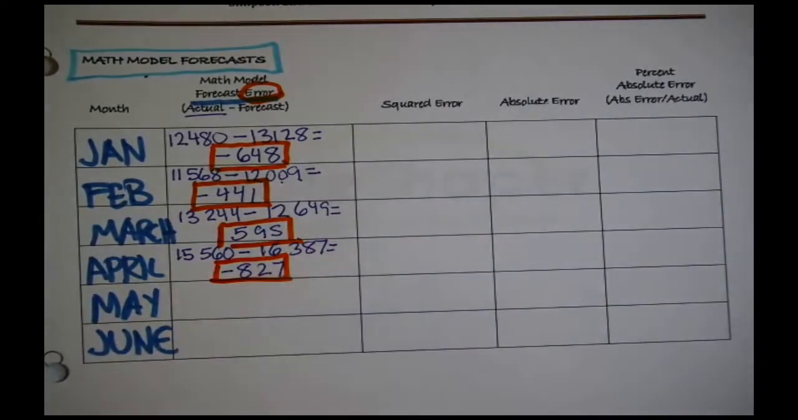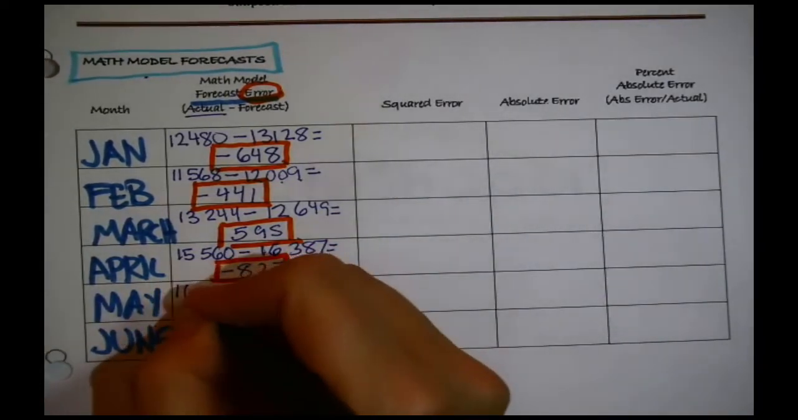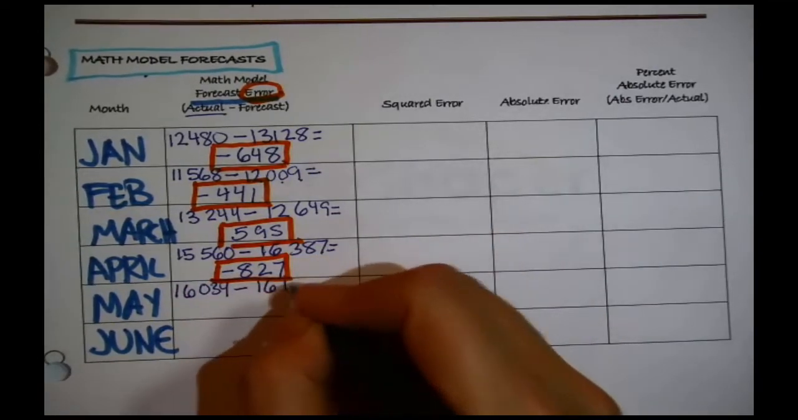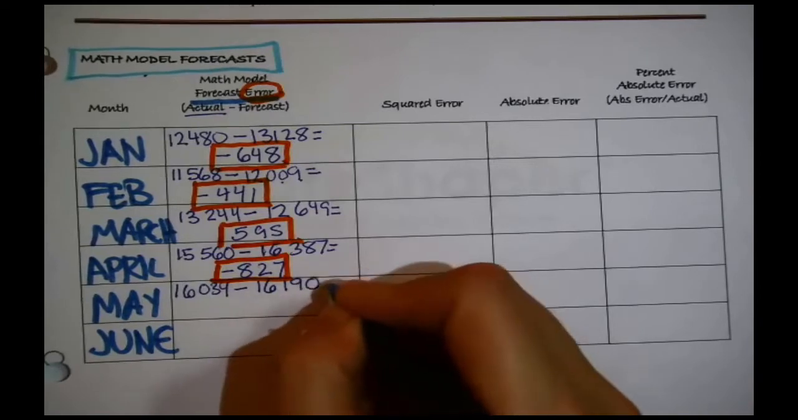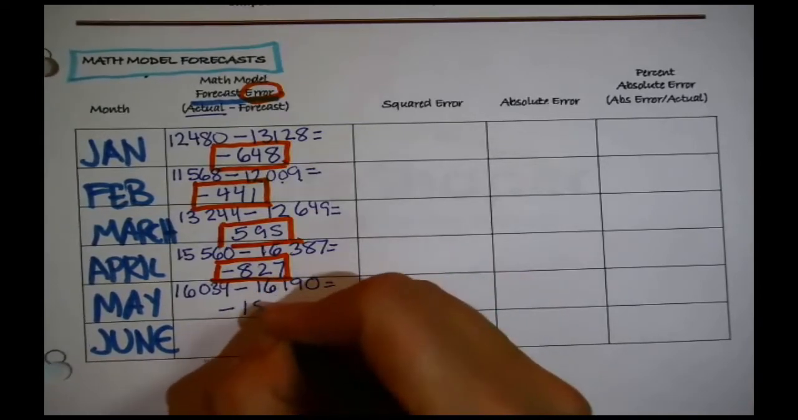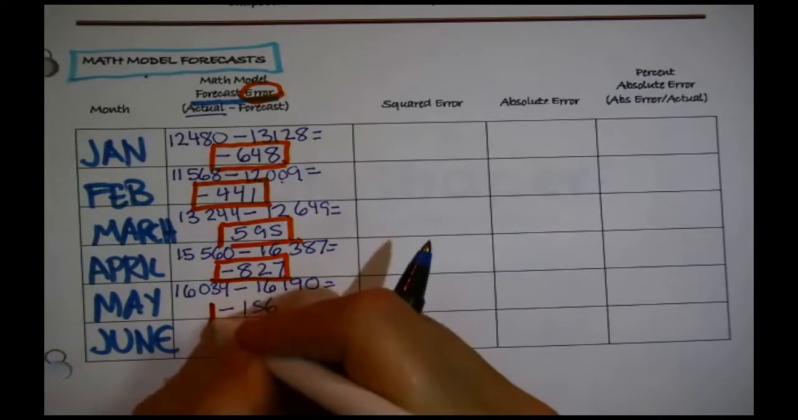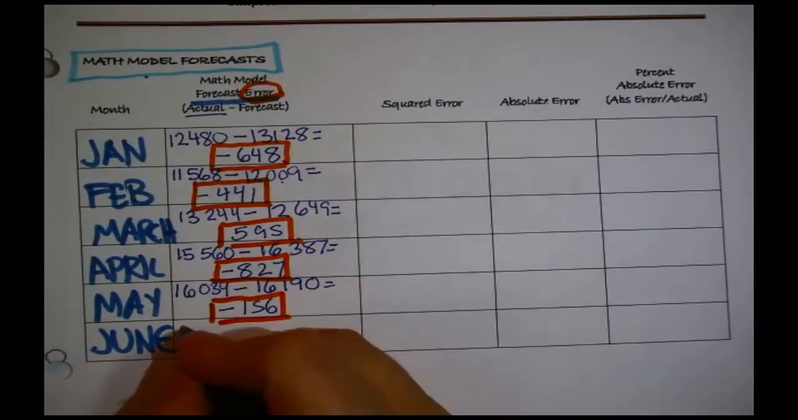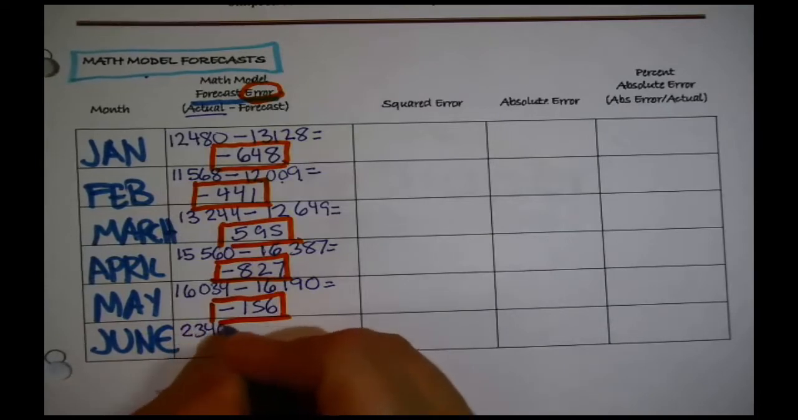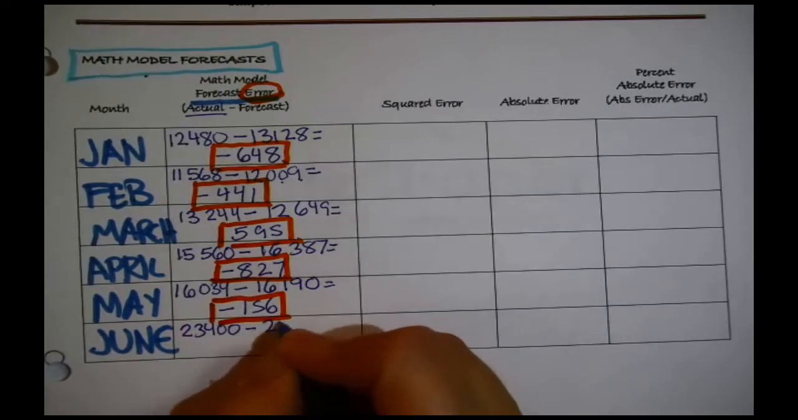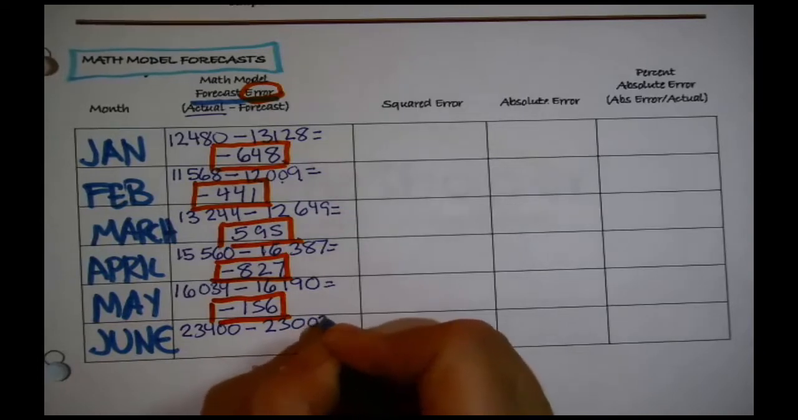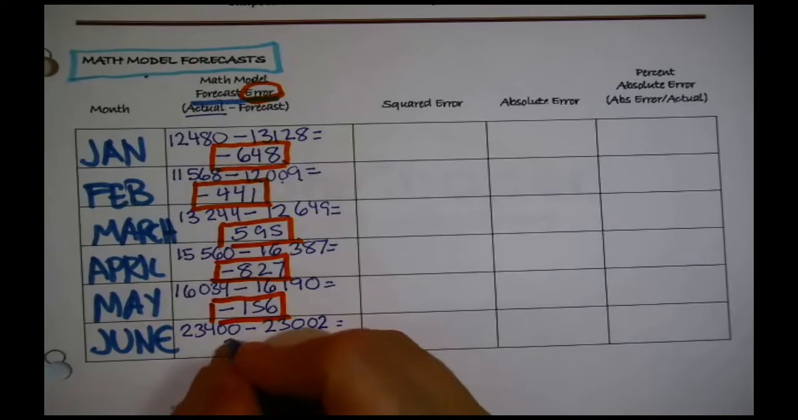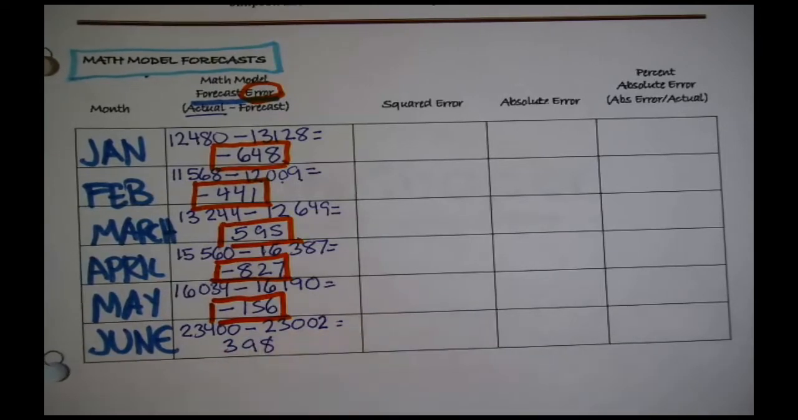In May, the actual number of transports was 16,034. The forecast was 16,190. The error, a negative 156. And then in June, the actual was 23,400. The forecast was 23,002. So I get an error of 398.